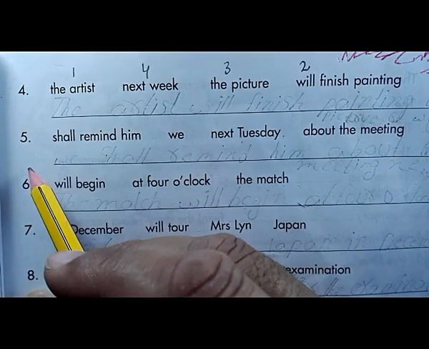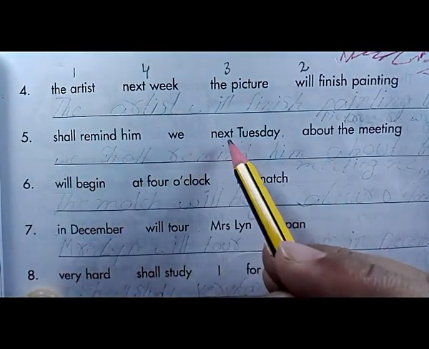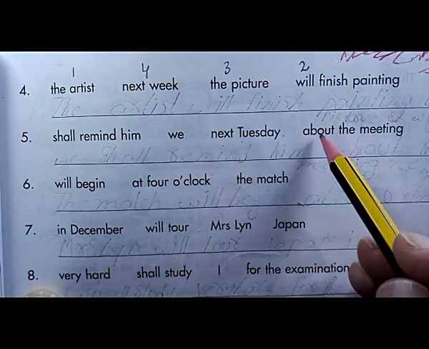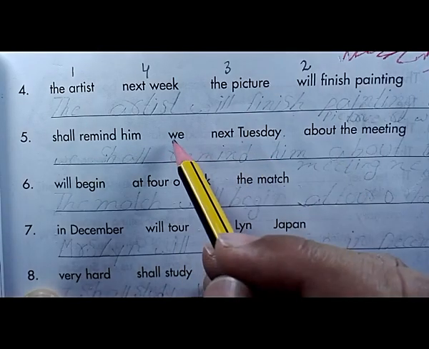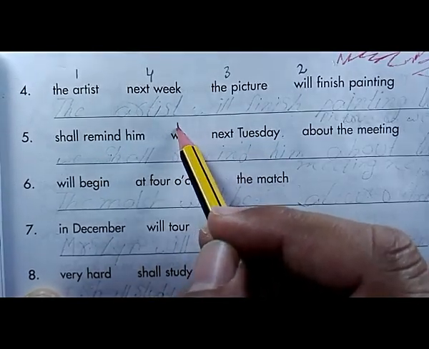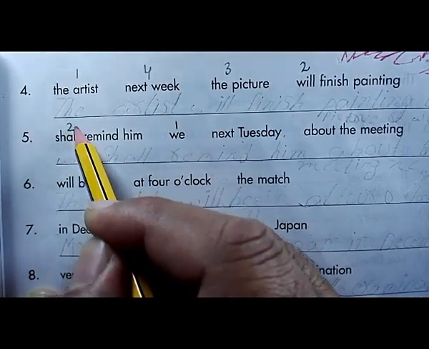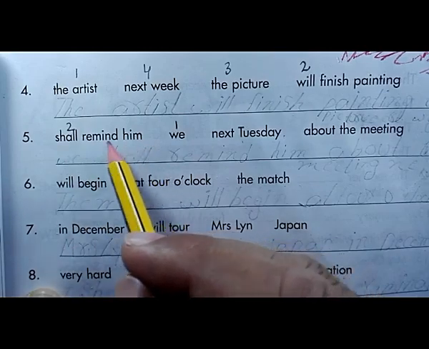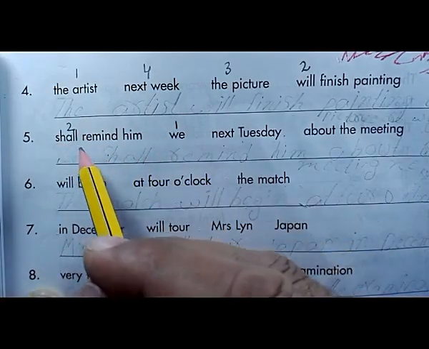Number 5, shall remind him we next Tuesday about the meeting. Now we need the subject and it is we. And now we need will or shall, and here is shall. We shall remind him. All these three words will come together. We shall remind him.